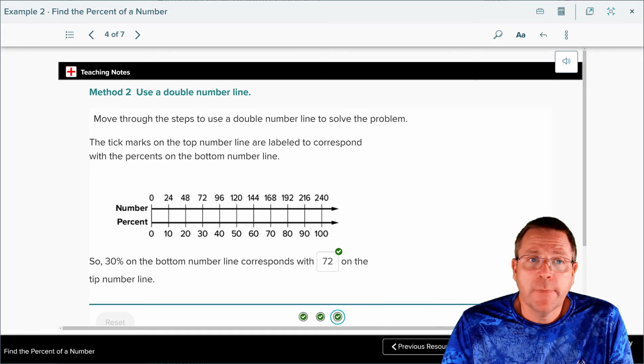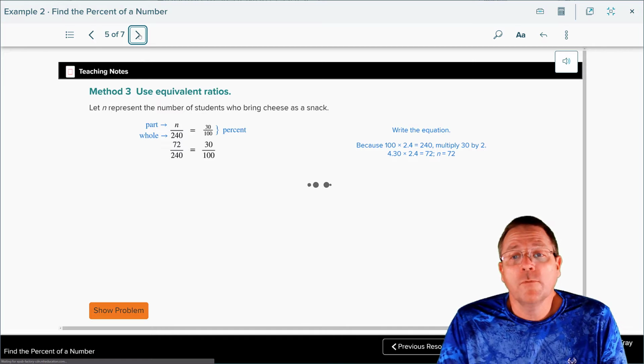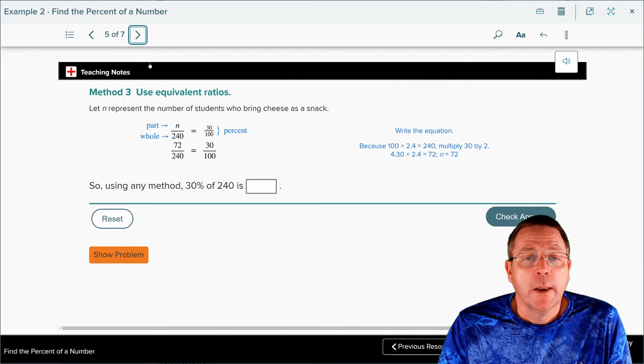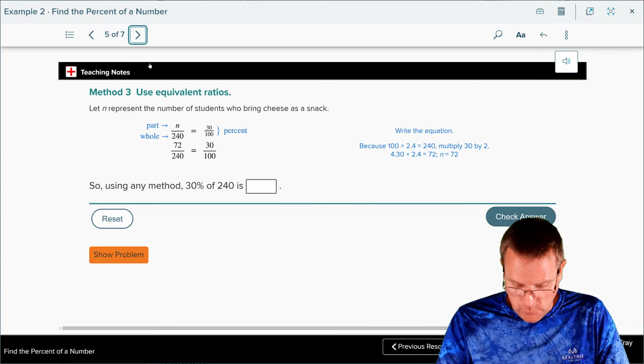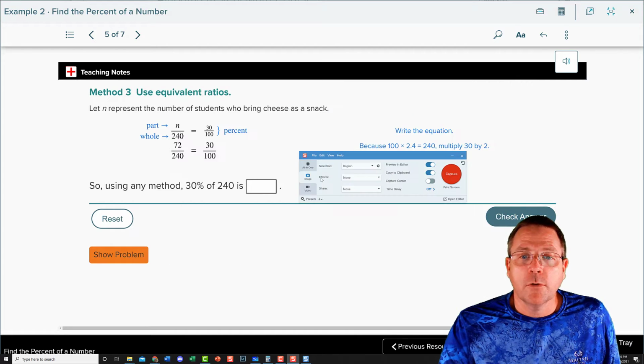But that's not the only way to solve these. We could also use equivalent ratios. And if it was me doing it, this is what I would do. Now I'm going to pause it while I get a screenshot so I can show you how I would do this particular work.